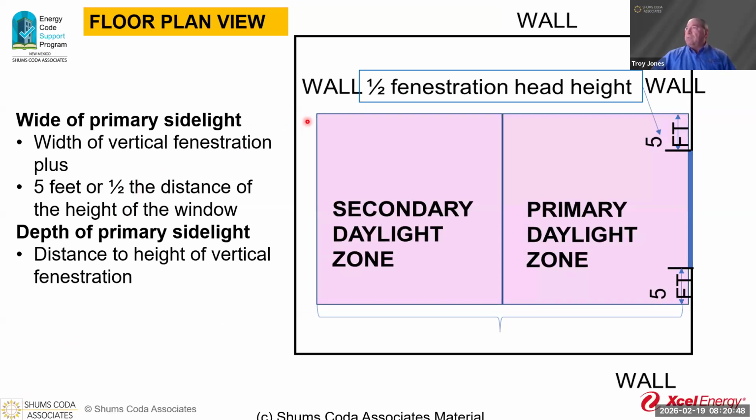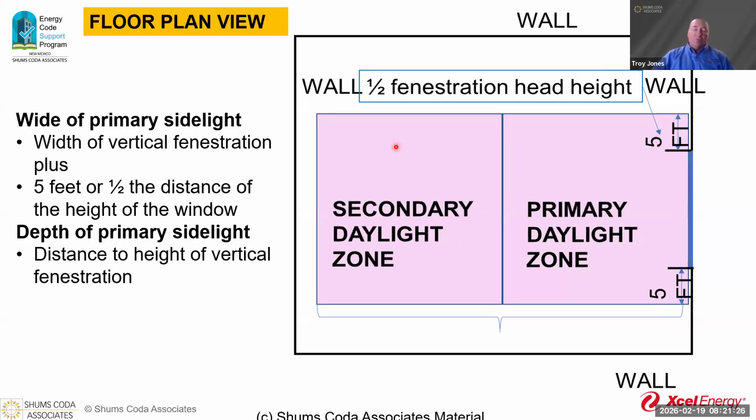So on our floor plan view here, like I said, we have that 10-foot window. So half of that height is an extended 5 feet. Then we have 5 foot here. So half that distance is added to each side. So the width of the window plus 10 feet and our 10 foot in depth comes all the way across out here for that primary zone. Thankfully, we didn't have to add any factors for the secondary zone. So this is truly just a duplication for that secondary daylight zone.